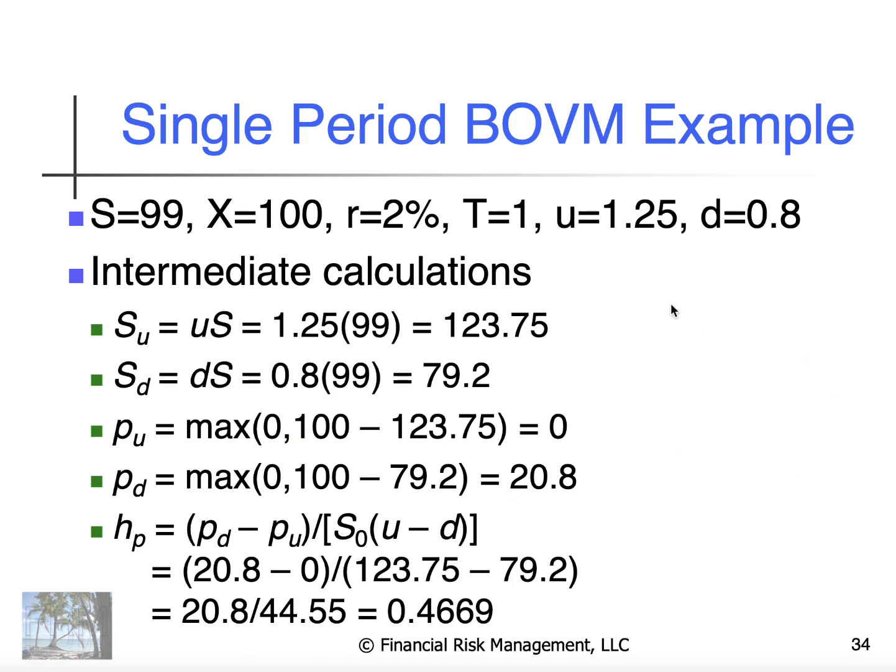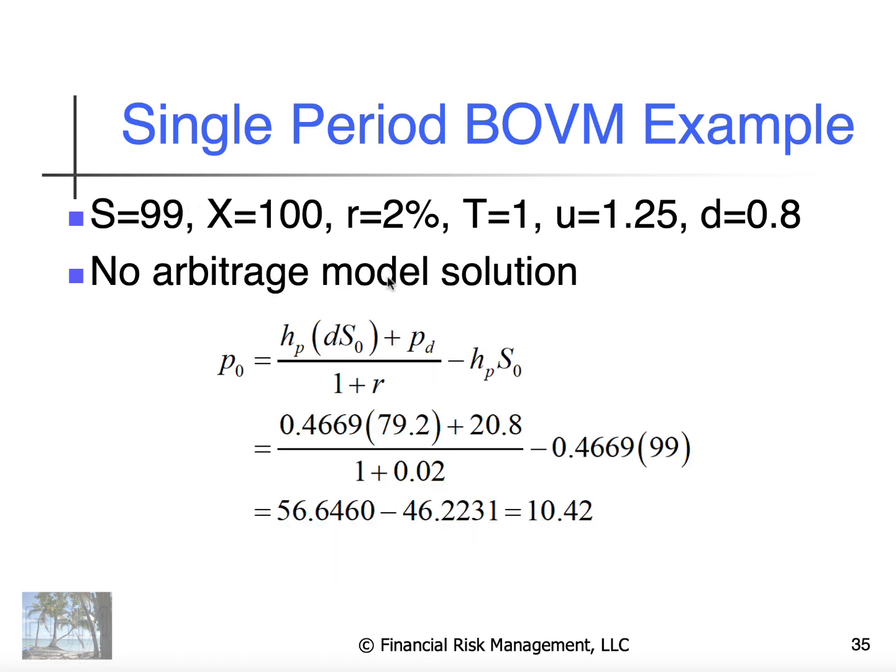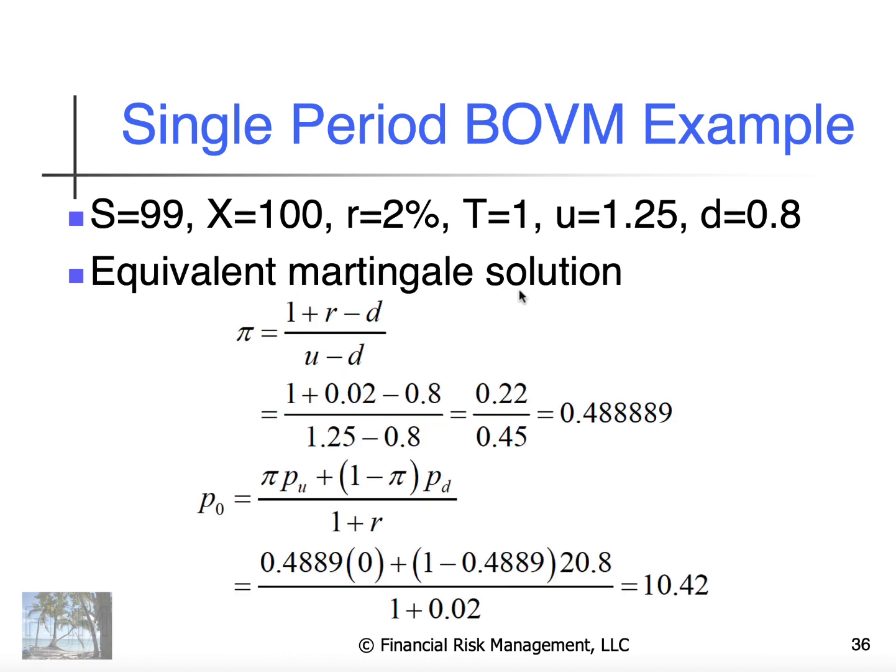Again, if we look at a set of data, I'd encourage you to look carefully at the several intermediate calculations. At times, this hedge ratio might be represented as the price of the up minus the price of the down, putting a minus sign here. It's really arbitrary, but the hedge ratio in this case is 0.4669. With this result, I can compute the value of the put as $10.42 using the no arbitrage model. If I use the equivalent martingale solution or the expectations approach, I get exactly the same number. The two models yield the exact same value.